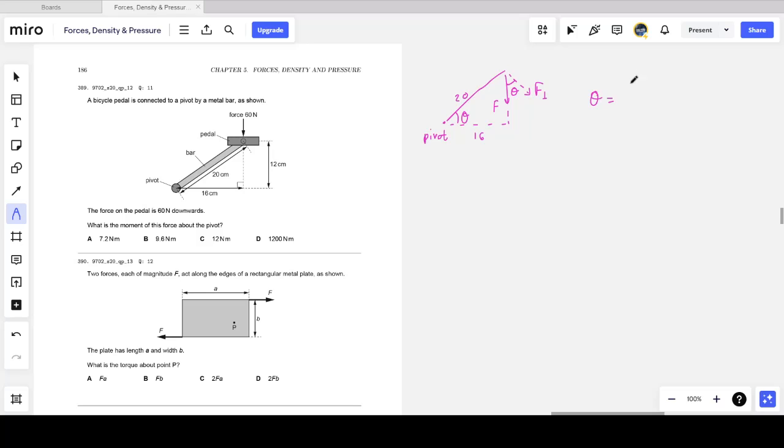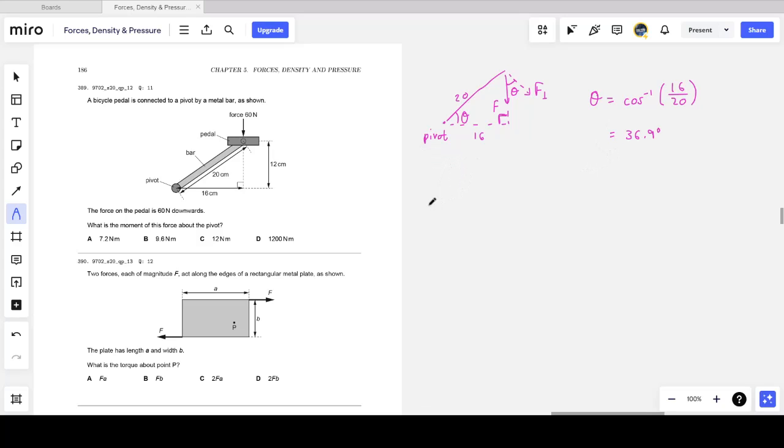So the angle theta, and if you know me, I prefer to do the algebra first and arithmetic later on, but let's find the angle theta. It's the arc cosine of 16 over 20. So we're using that right angle triangle and some trigonometry, and we find that the angle theta is 36.9 degrees.